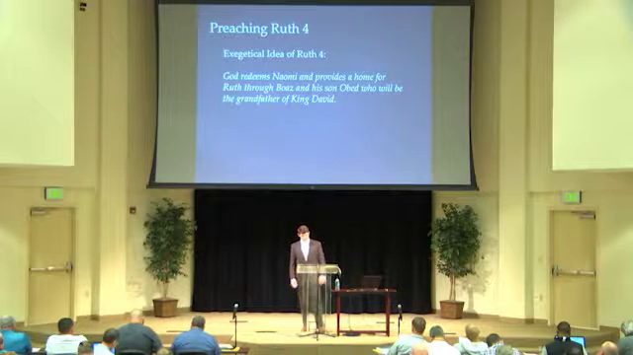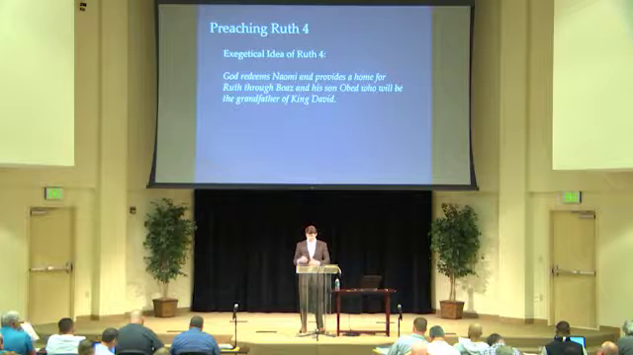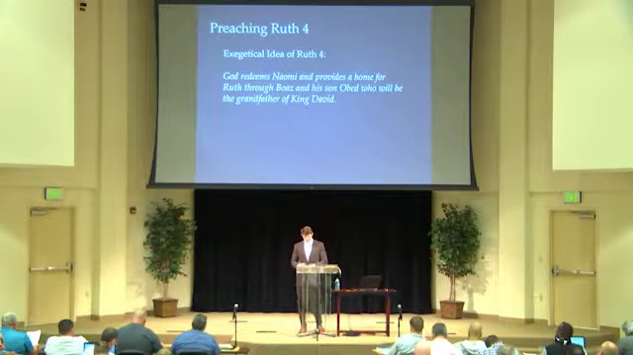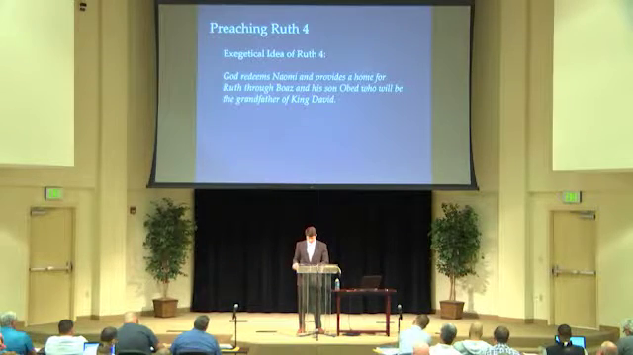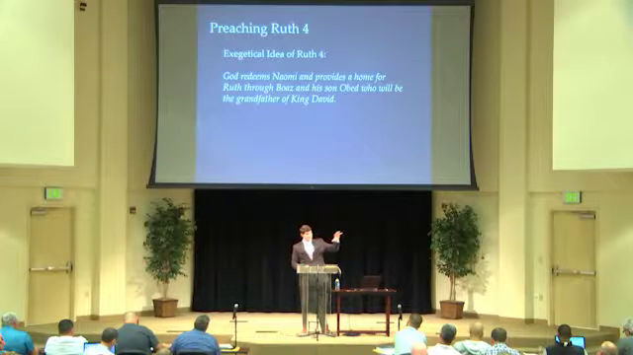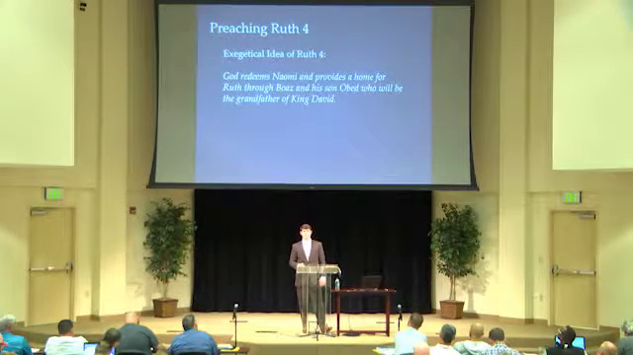Here it is. God redeems Naomi and provides a home for Ruth through Boaz and his son Obed, who will be the grandfather of King David. God redeems Naomi and provides a home for Ruth through Boaz and his son Obed, who will be the grandfather of King David. So we've worked ourselves through the semantic structure all the way down to seeing exactly how the author has laid it out. Now we've come down to forming our exegetical idea. What is the author saying through the text? And that's it in one sentence, I believe.